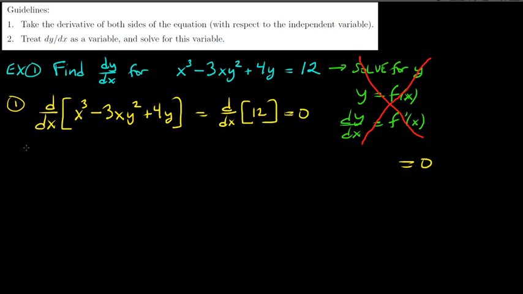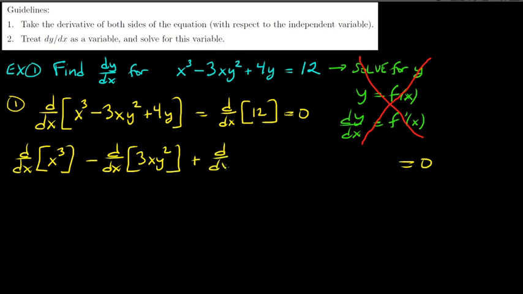This is a difference and a sum, so I can apply the sum rule, take the derivative of x cubed minus the derivative of 3xy squared plus the derivative of 4y. You'll notice I didn't need that much room here. I thought I was going to need some more space. All right, so that's a good first step. Just applying the sum rule and difference rule, same thing. We can also apply the constant times function rule. In other words, the 3 here can come in front, and the 4 can come in front.